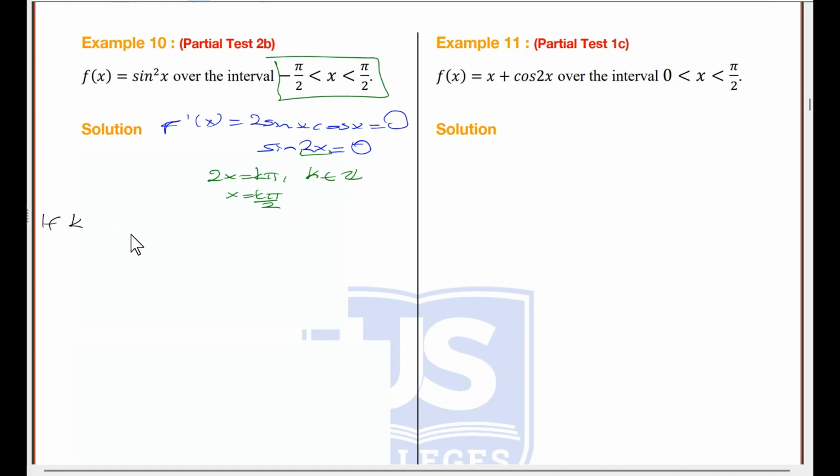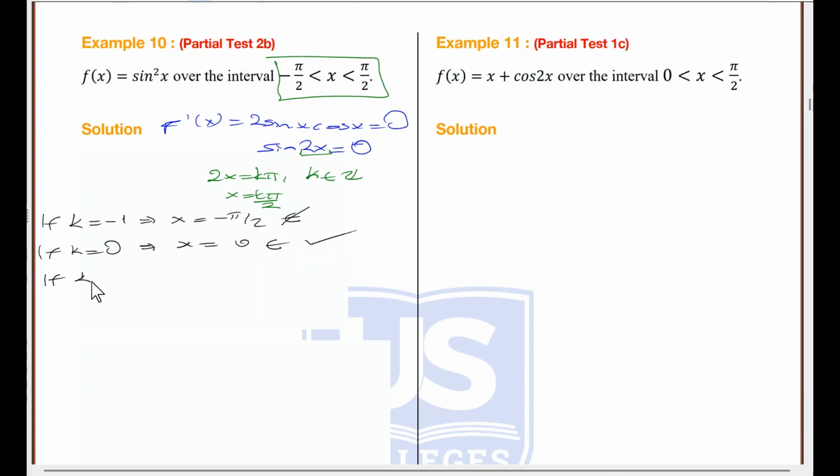Let's say we have a negative value here. Let's start with -1, for example. What will your x be? If k is -1, it's negative pi over 2. Is negative pi over 2 in this interval? It's at the boundary, but it's not considered to be in this interval, so this is false. What if I try 0? What will x be? x will be 0. So 0 in this interval, true.